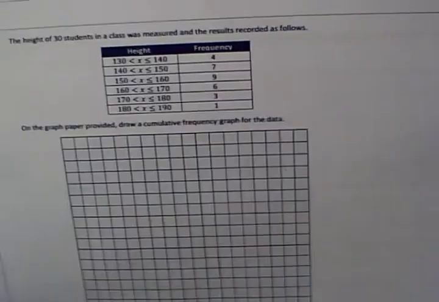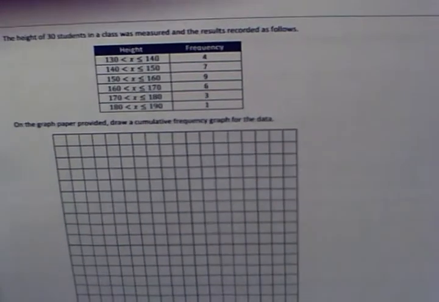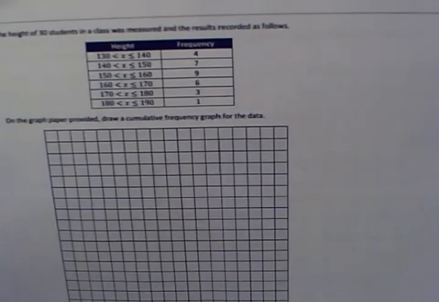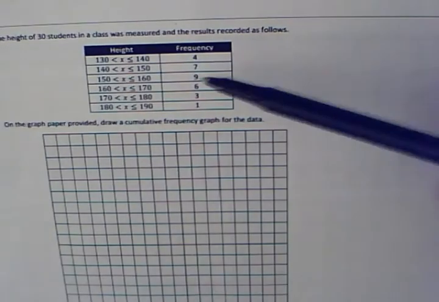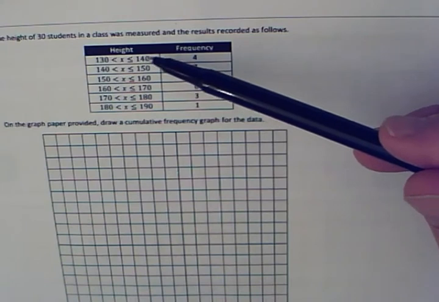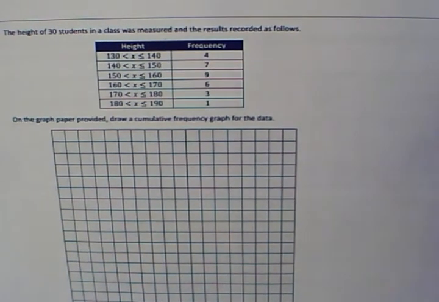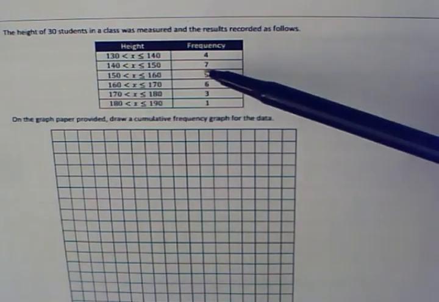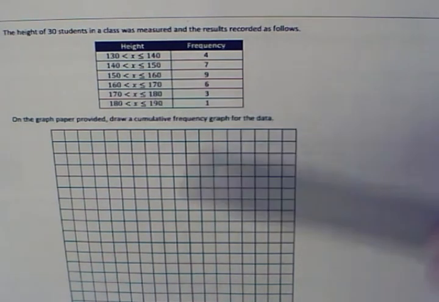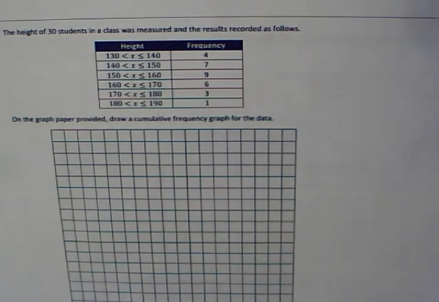Okay, so we've got the height of 30 students in a class was measured, and the results are recorded as follows. There's 4 students who are between 130 and 140, I presume, centimetres. There's 7 between 140 and 150, 9 between 150 and 160, and so on and so forth. 1 very tall person between 180 and 190.